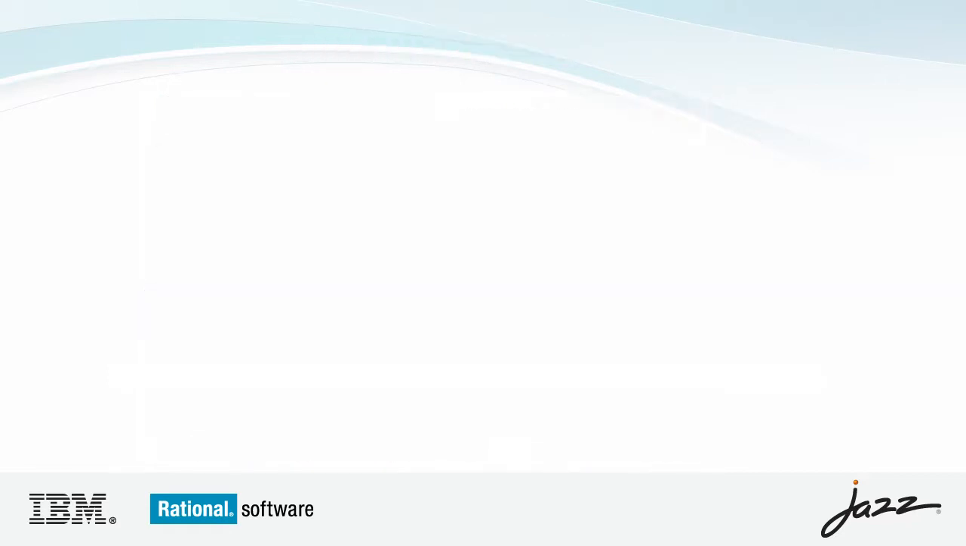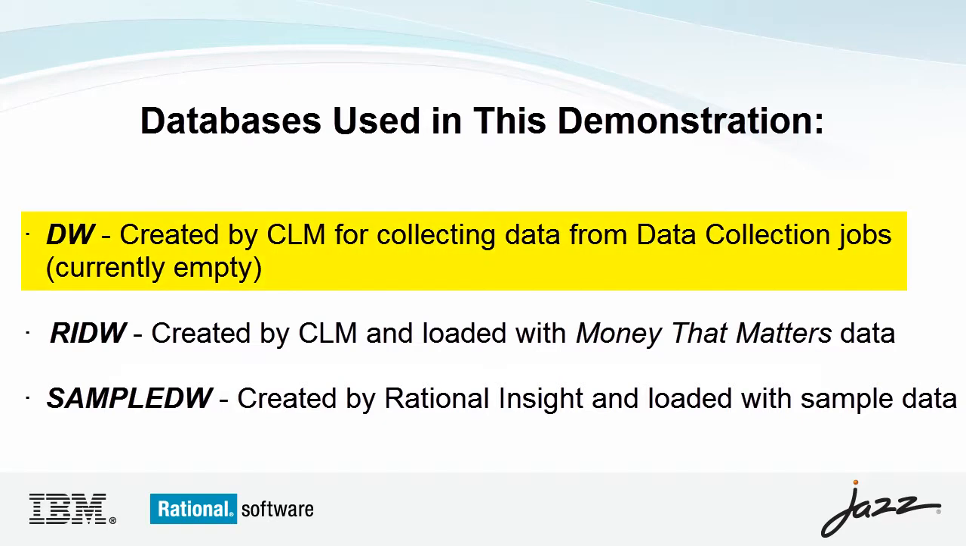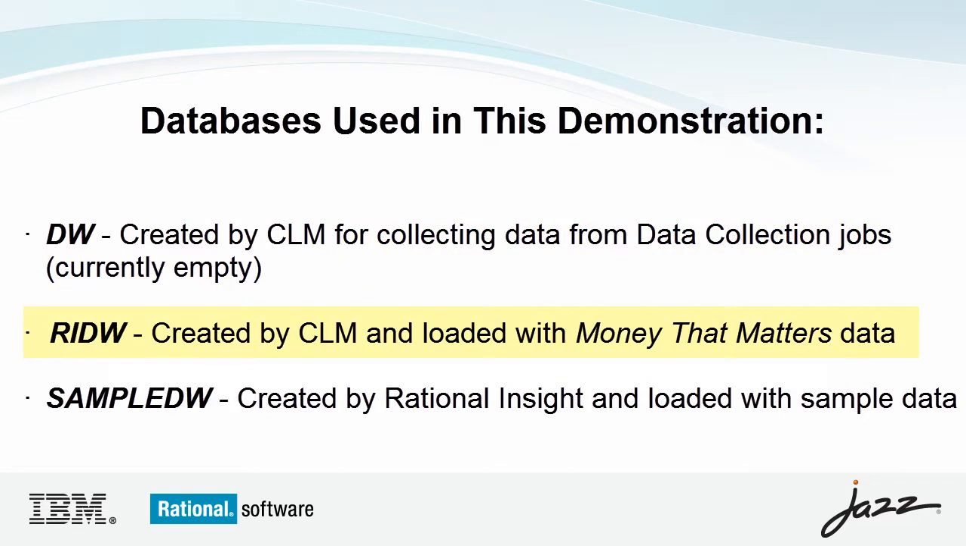So what we're going to have on the system are three data warehouses. One called just DW, which is set up by CLM with RDI and is empty because I have not run any data collection jobs from CLM products. I have another one called RIDW, which is generally the default name from the RDI side, which was also created by CLM, and that one is loaded with the money that matters data.